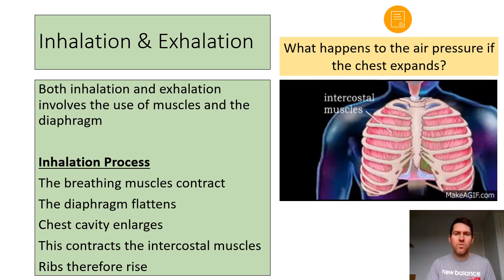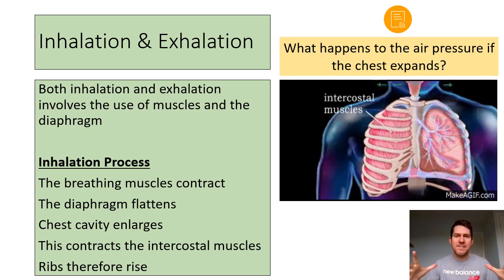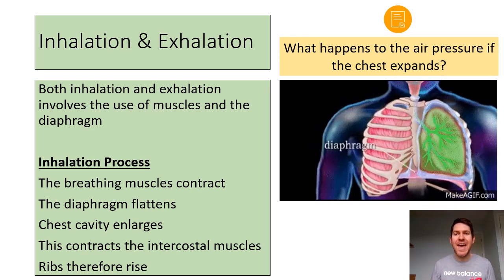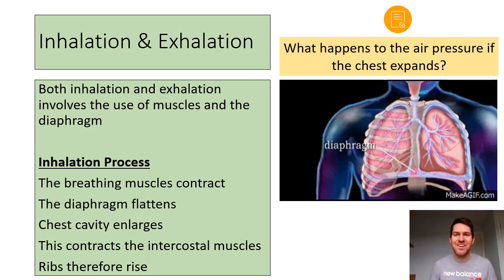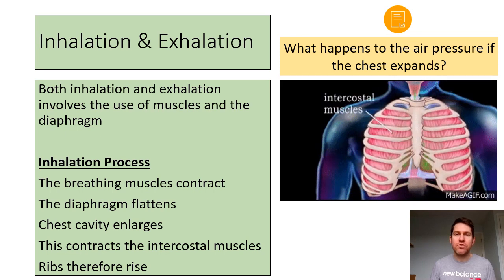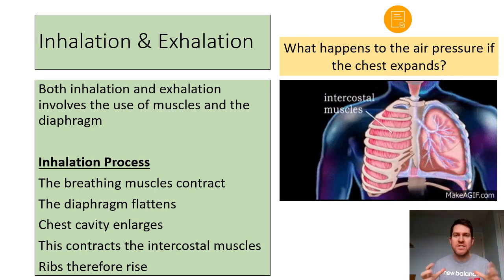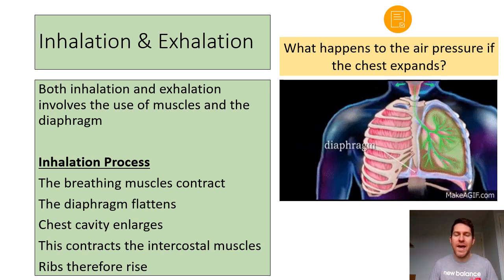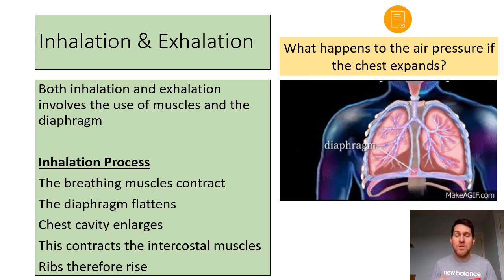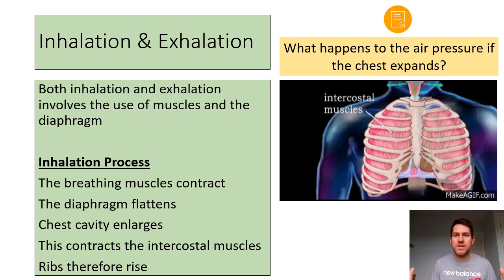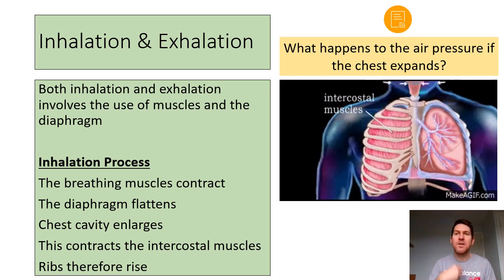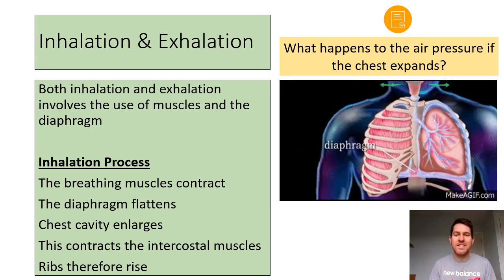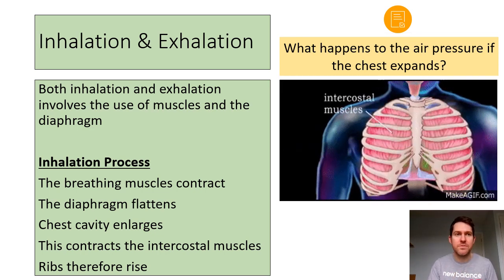So the fact that we have the ribs expanding, that chest cavity expanding, means that air pressure inside our lungs is actually reducing because we have a bigger space, a bigger capacity. As that happens, we have lower air pressure in the lungs compared to outside of our body, which means that air can flow into our lungs and we suck in that air. So that's basically what happens.